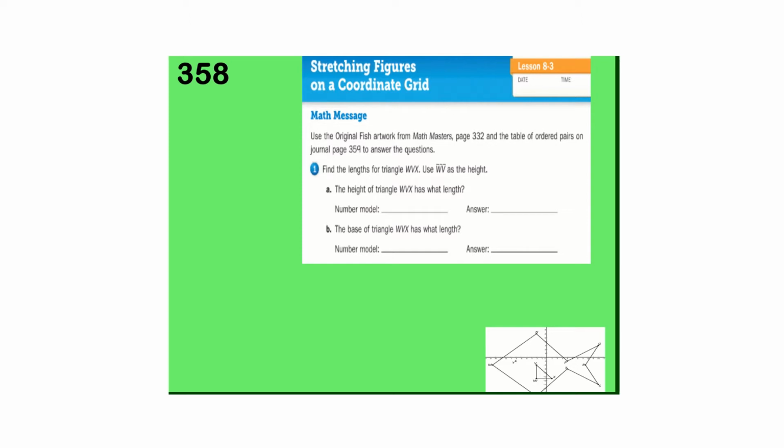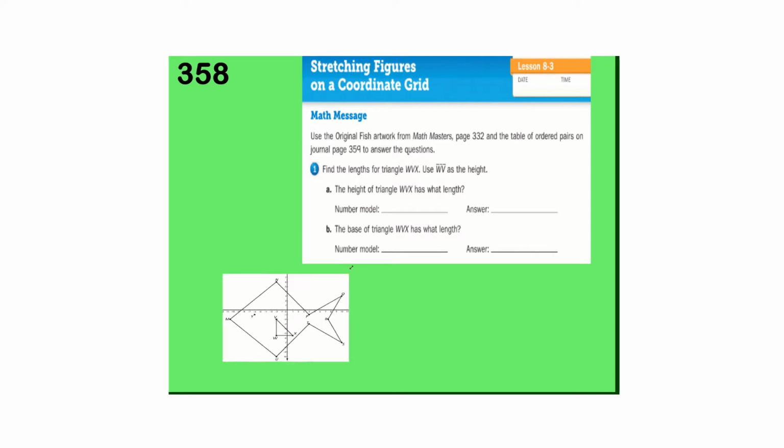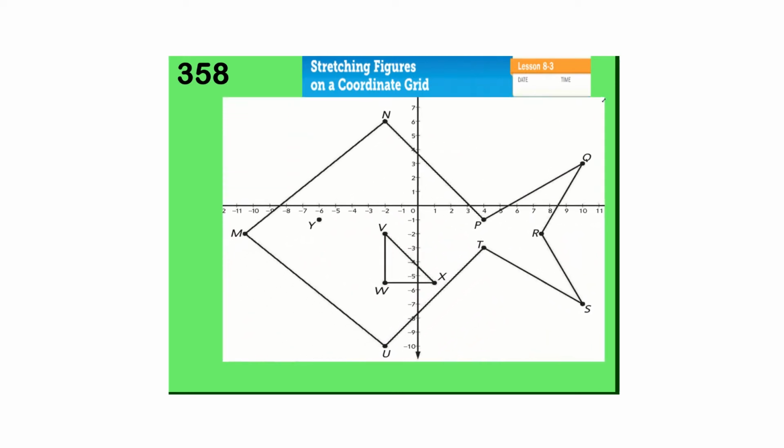So for their number models, what they want you to show and use is absolute values. And then the answer would be just the height. So here is the fish. So go ahead and pause the video and do that one. Okay, so if we use our absolute values, we're going to say -5.5 minus -2. And I'll show you that here.